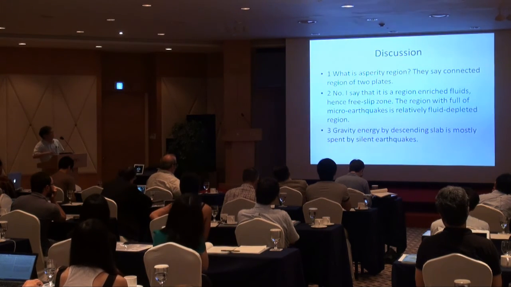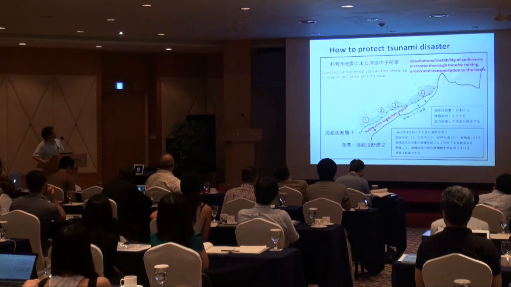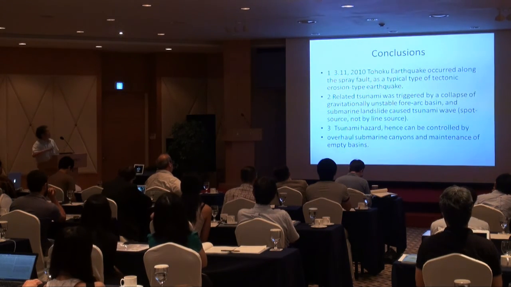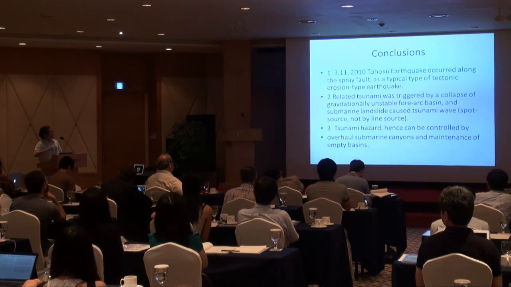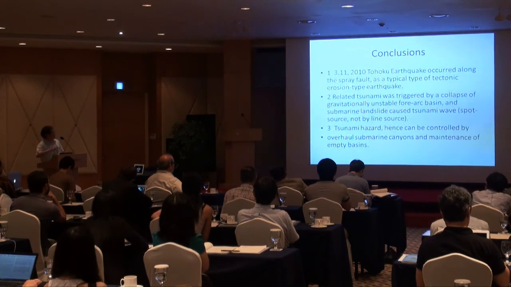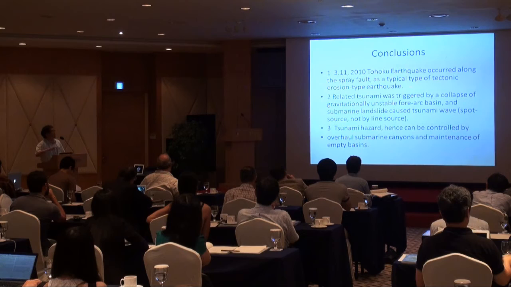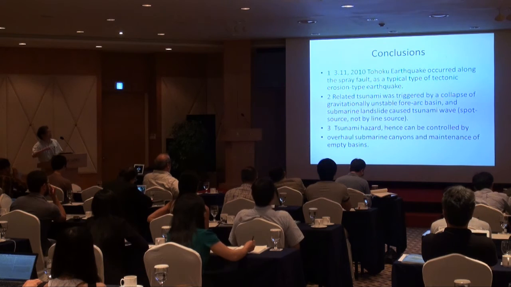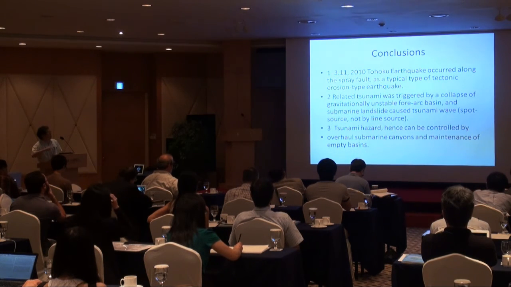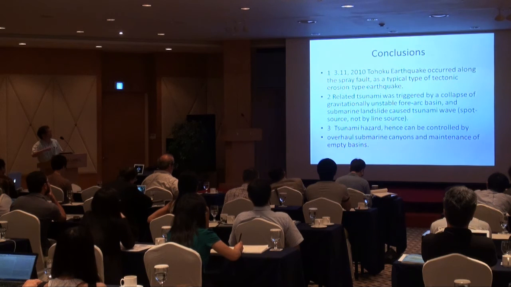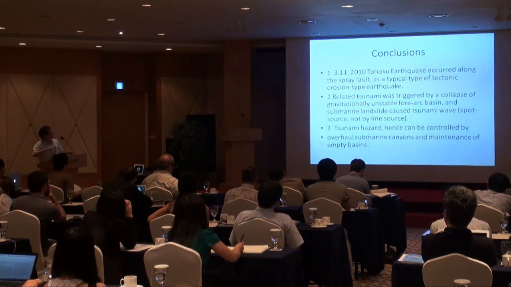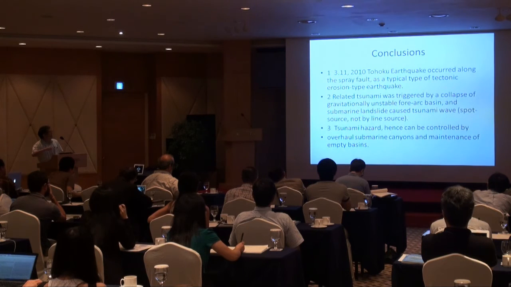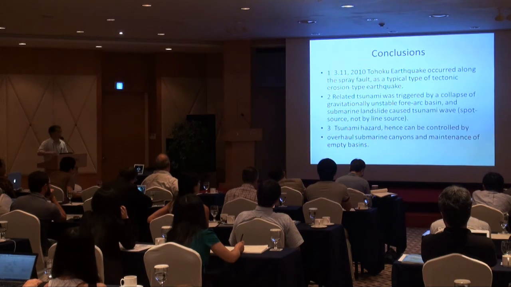Okay, probably I should stop. Okay, right, time is not enough. Okay, so conclusion first is the Tohoku earthquakes occurred along the splay fault, I hope. As a typical type of tectonic erosion type earthquakes, this is now ongoing everywhere over the world along subduction zone. Second, related tsunami was triggered by collapse of gravitationally unstable Kumano basin and submarine landslide for the tsunami wave, probably spot source. Third, tsunami hazard hence can be controlled by overhaul submarine canyon and maintenance of empty basins.